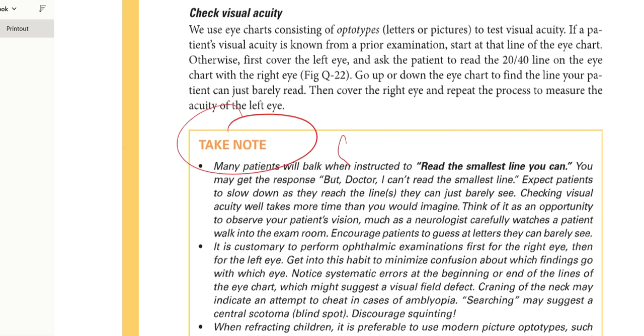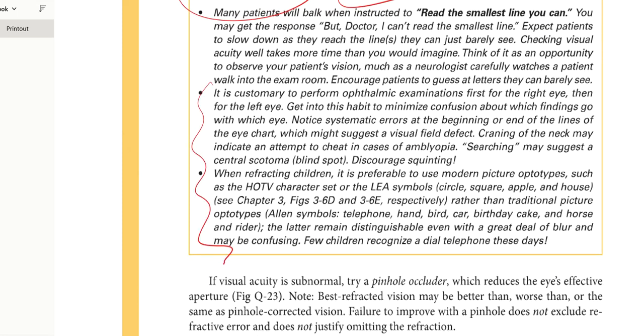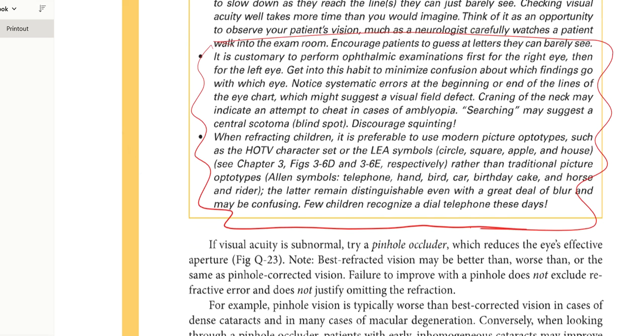This is important. Where they have mentioned the visual acuity of the children, remember that in children, Lea symbols are preferred.